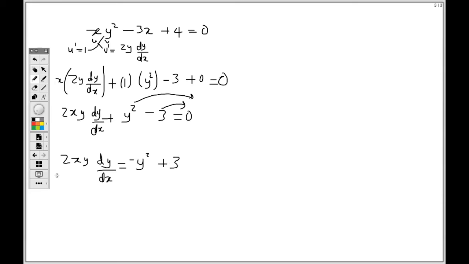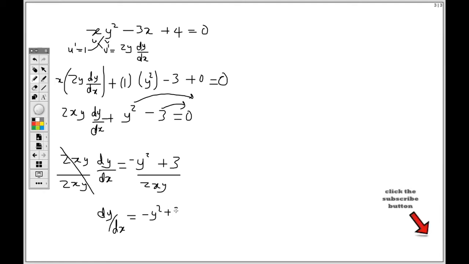And then I divide both sides by 2xy. When I divide both sides by 2xy, these cancel. So I have dy over dx is equal to minus y squared plus 3 divided by 2xy. And this is my derivative.